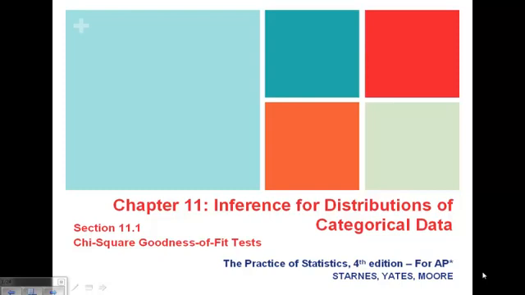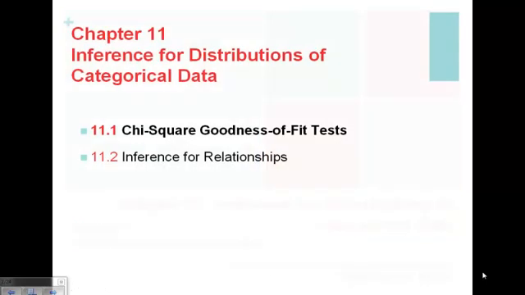Today is February 15th, 2012, and this is AP Statistics at Berkeley High School. So in Chapter 11, we're going to develop ideas revolving around distributions of categorical data.